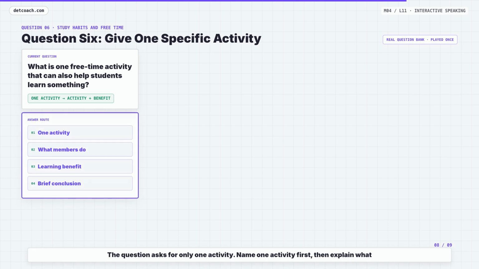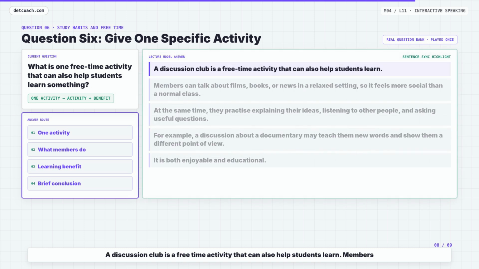The question asks for only one activity. Name one activity first, then explain what participants do and what learning benefit it provides. A discussion club is a free time activity that can also help students learn. Members can talk about films, books, or news in a relaxed setting, so it feels more social than a normal class.